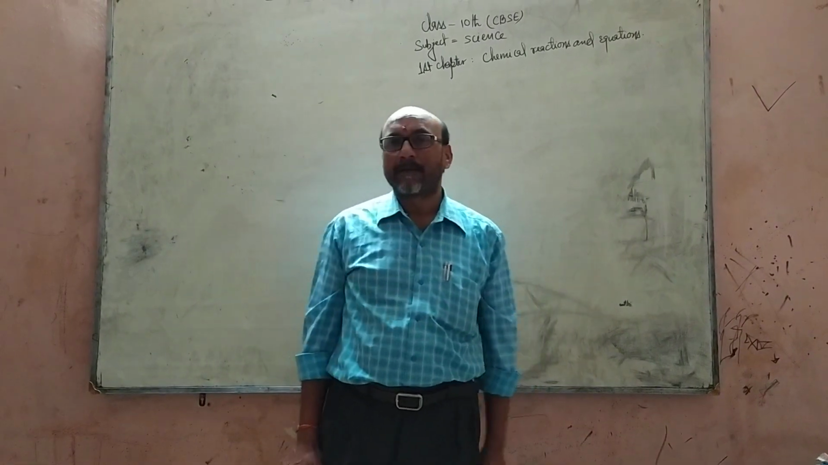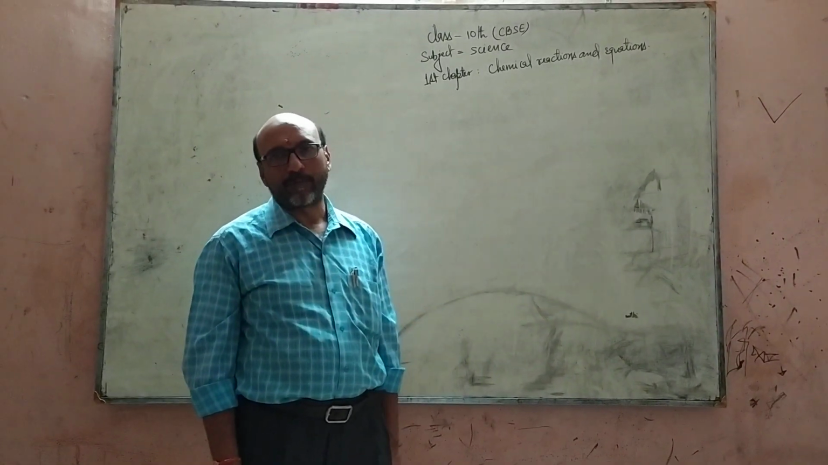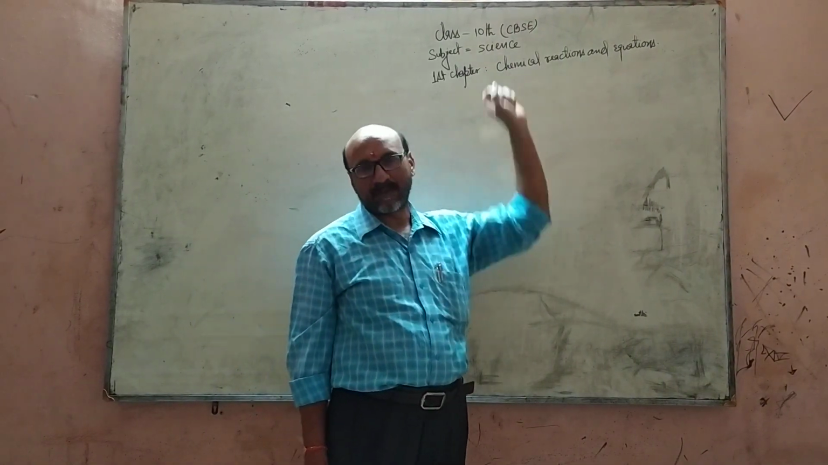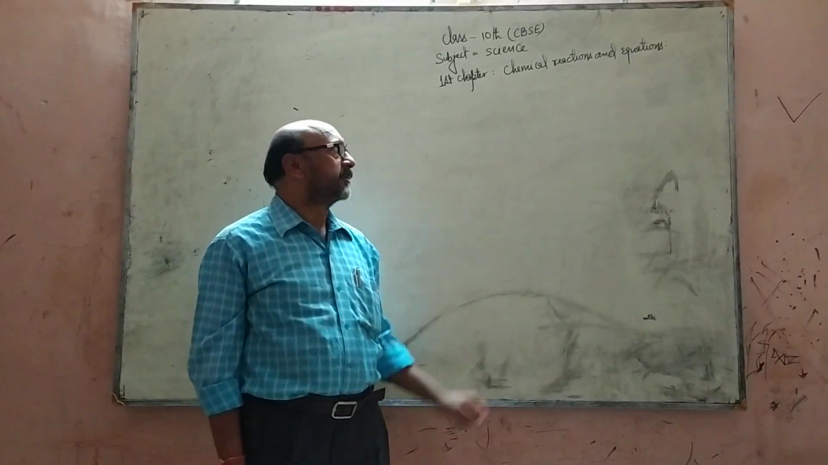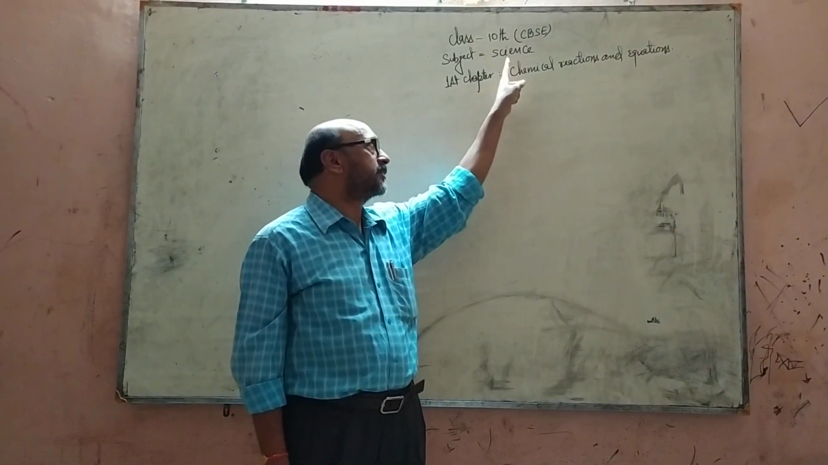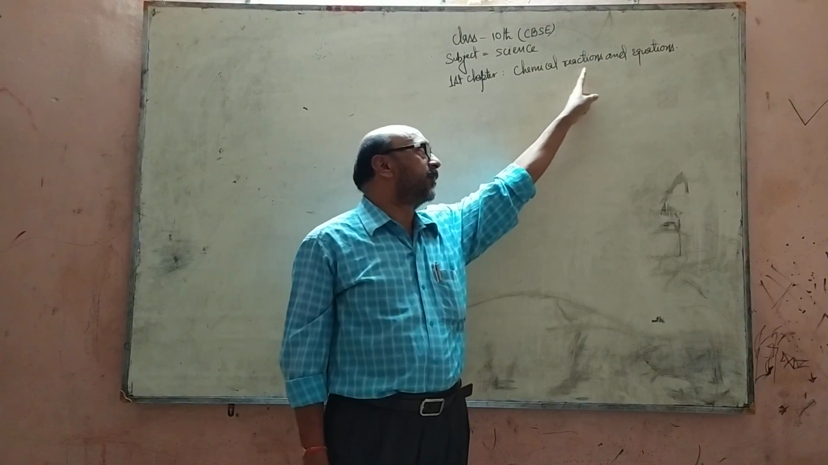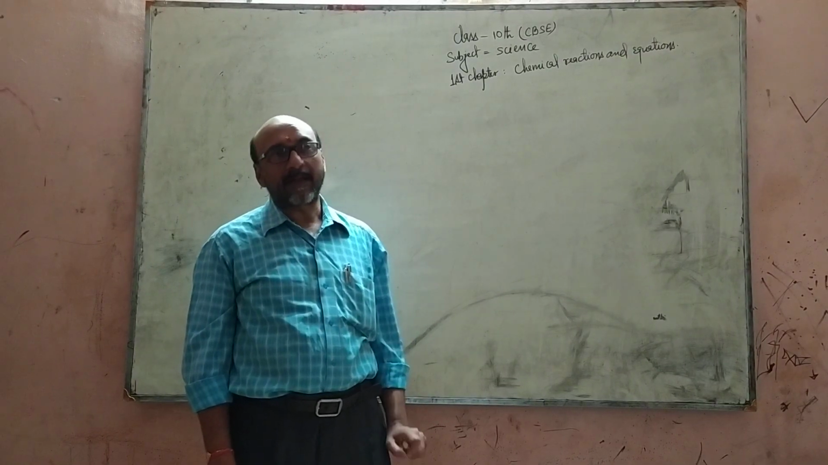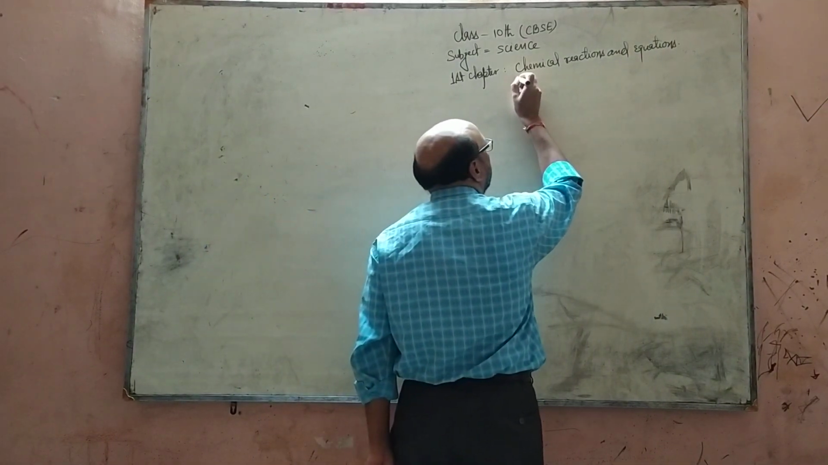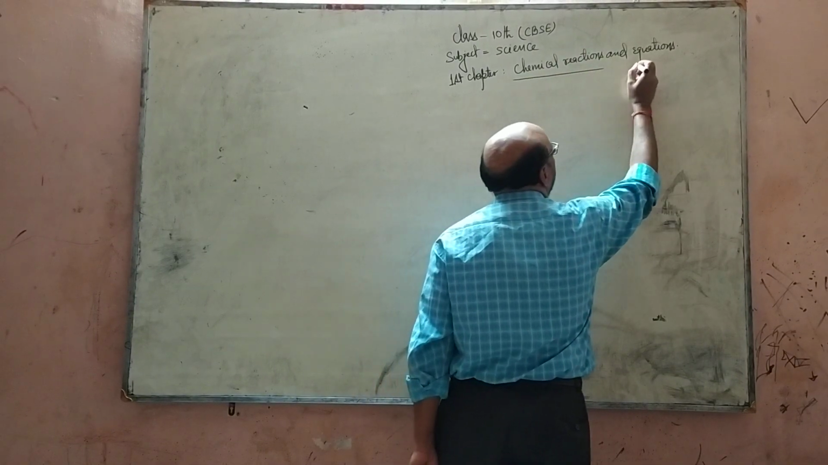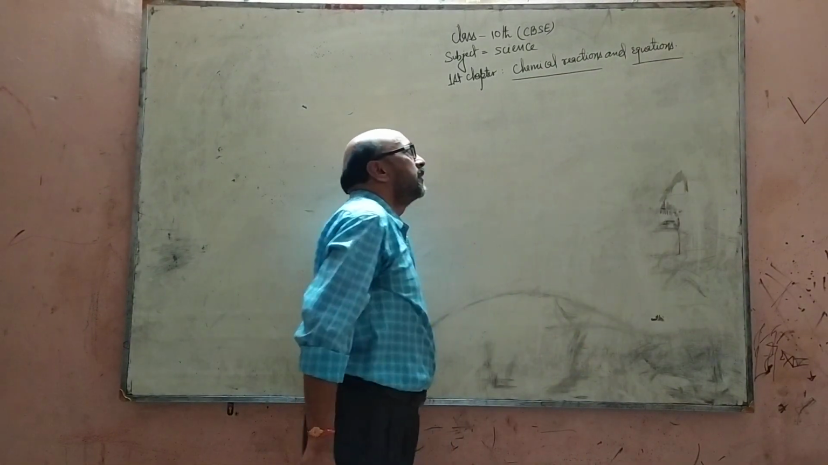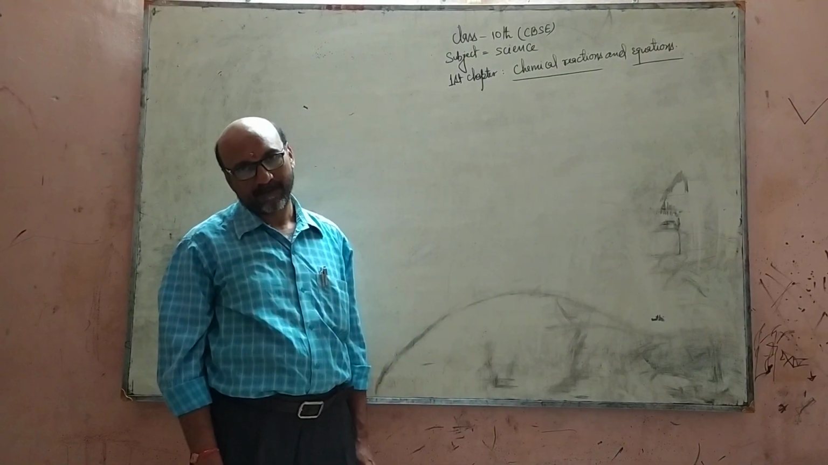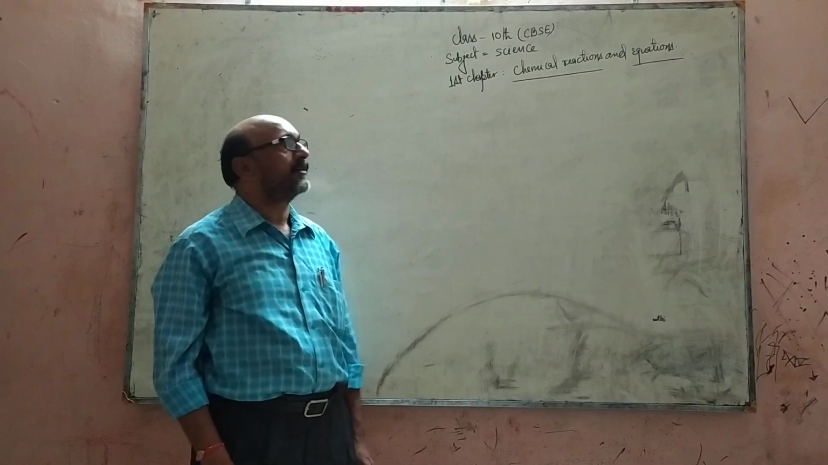This is my first video which I am making for you, students of class 10 CBSE in science. The first chapter of your science book is chemical reactions and chemical equations. In chemistry, this is your first chapter which involves two parts in the study. First is chemical reaction and second is chemical equation. Let us understand chemical reaction.